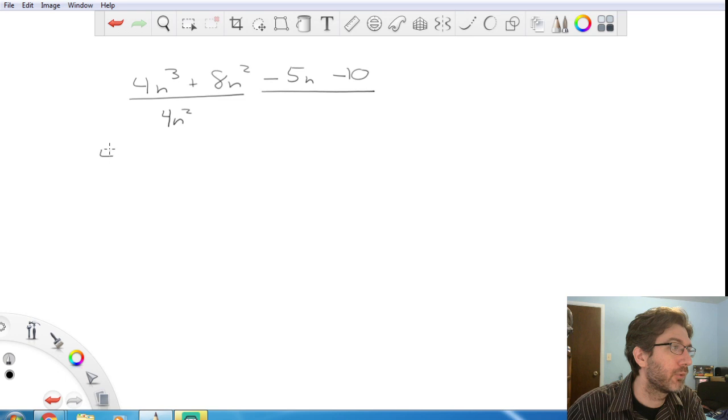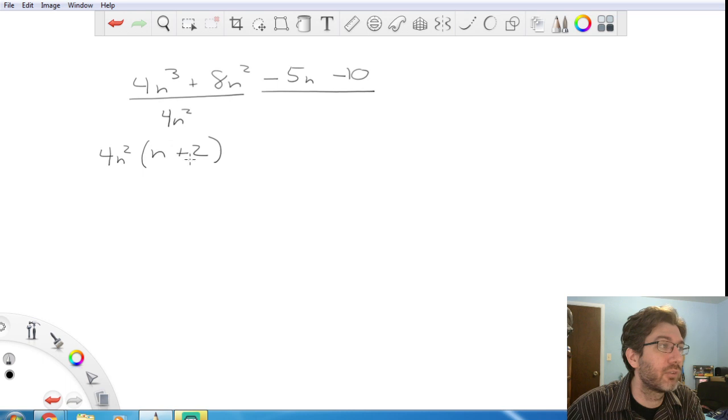But remember, I'm multiplying this all by 4n squared there. So that leaves me with just n. And then 8n squared divided by 4n squared. The 8 divided by 4 gives me a positive 2, so don't lose your signs. And then the n squareds are going to cancel. So I'm just left with 4n squared times n plus 2. And again, I just factored out the 4n squared, divided each term by 4n squared and brought out the 4n squared.